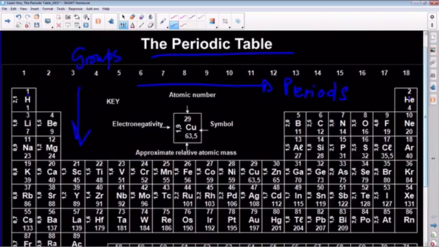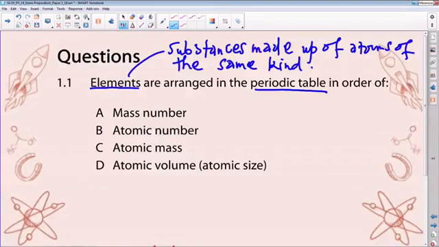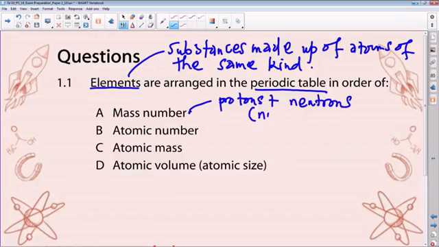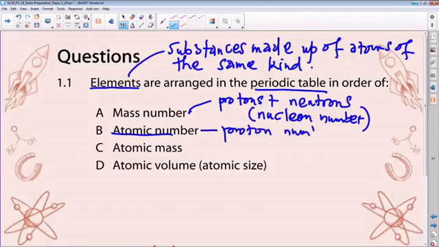It goes across in terms of atomic number. The number of protons determines the position of the element in the periodic table. It has nothing to do with the mass, because the mass is the number of protons plus neutrons, which is sometimes what we call the nucleon number. So the periodic table is not arranged in that respect. It is arranged in terms of atomic number, which is proton number.